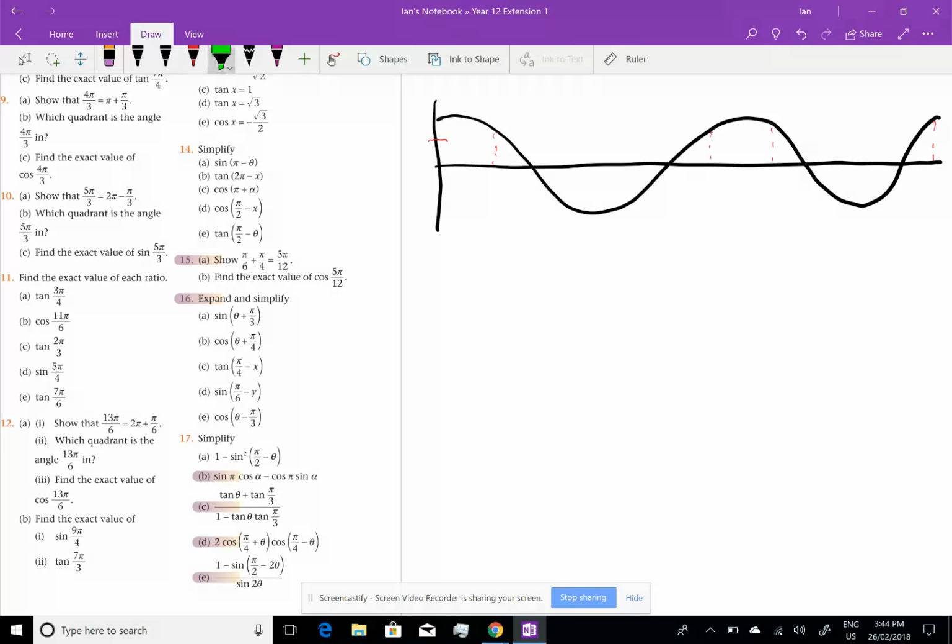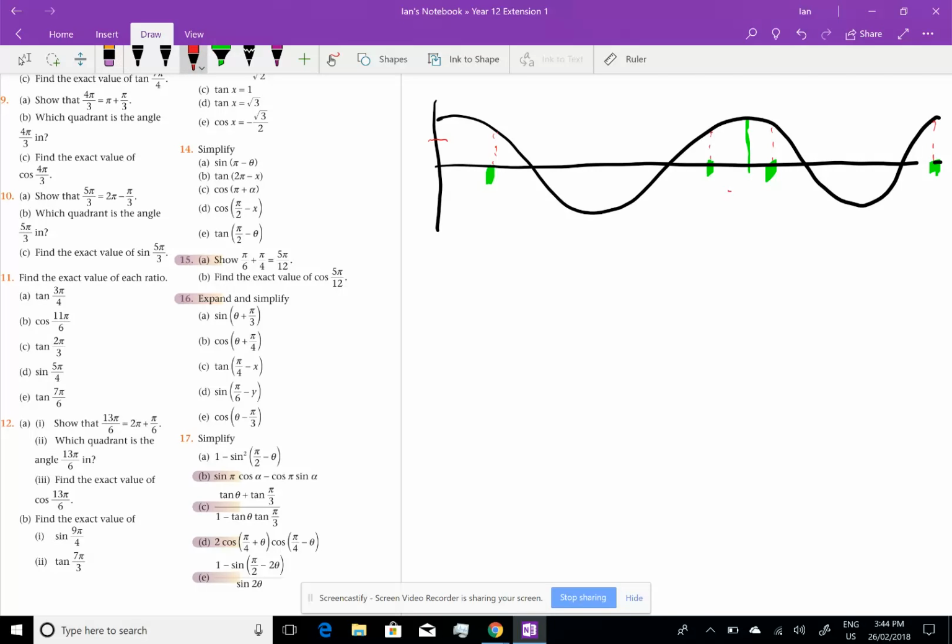Now, what you need to remember is that this solution here and this solution here are 2 pi apart. And this solution here and this solution here are 2 pi apart, because the curve repeats every 2 pi. And if you get two solutions between 0 and 2 pi, here's 2 pi.